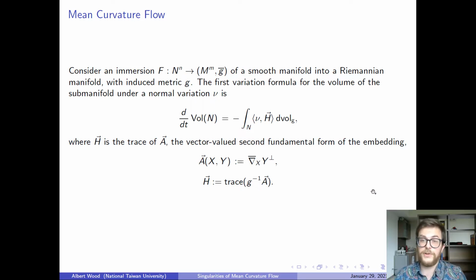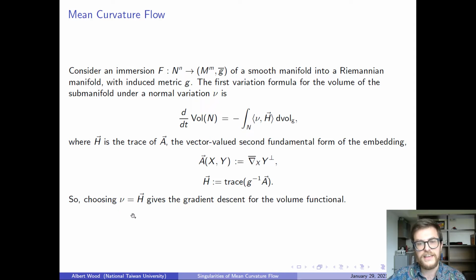Okay, so for example, a minimal surface is a submanifold, an immersion, a submanifold inside a Riemannian manifold such that the first variation gives you 0. So it's a critical point for the volume functional. And we can see just from this formula that that's equivalent to the mean curvature being 0.